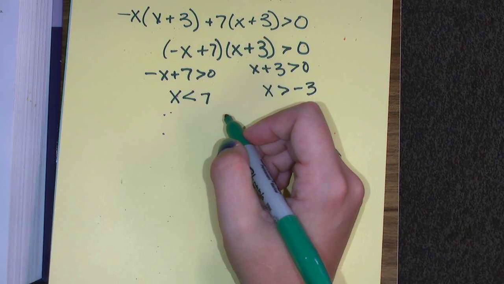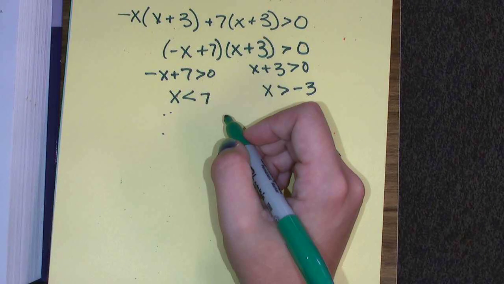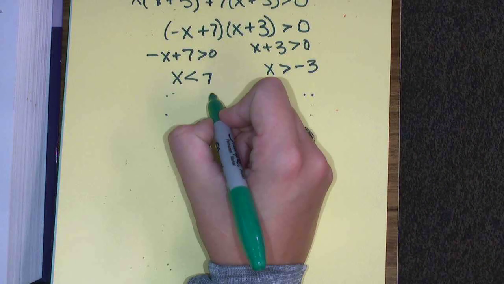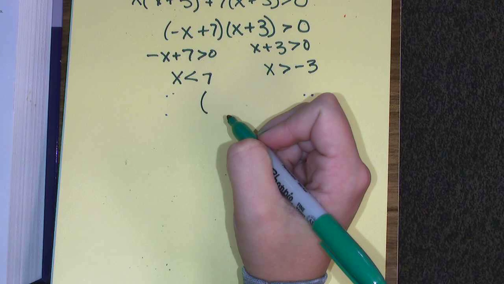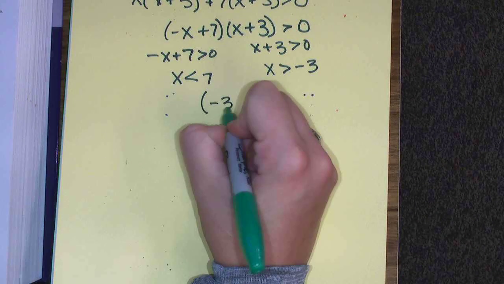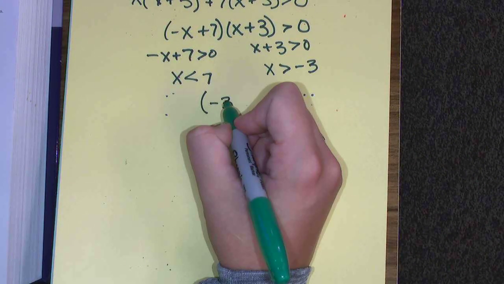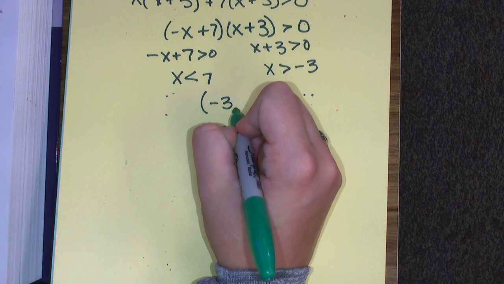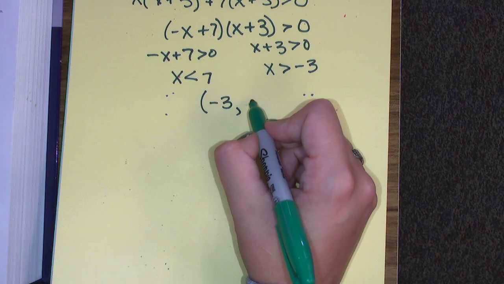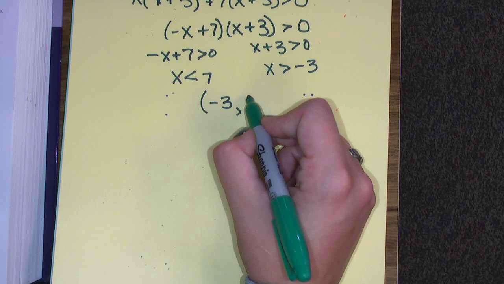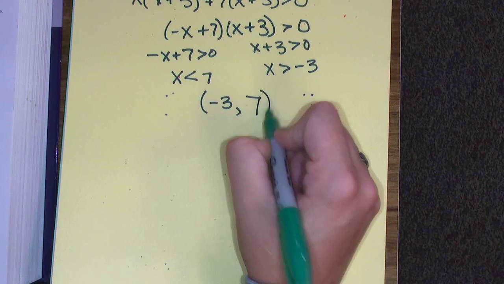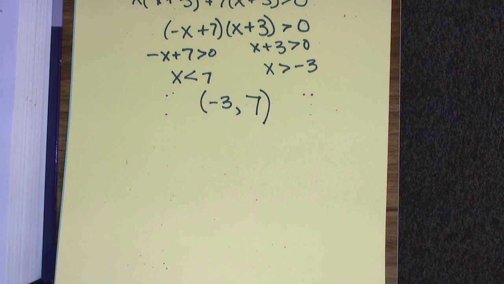It's an and, okay, because x is greater than -3, but it's also less than 7. So what would my interval look like? -3 to 7. Okay, because it's got to be in there.